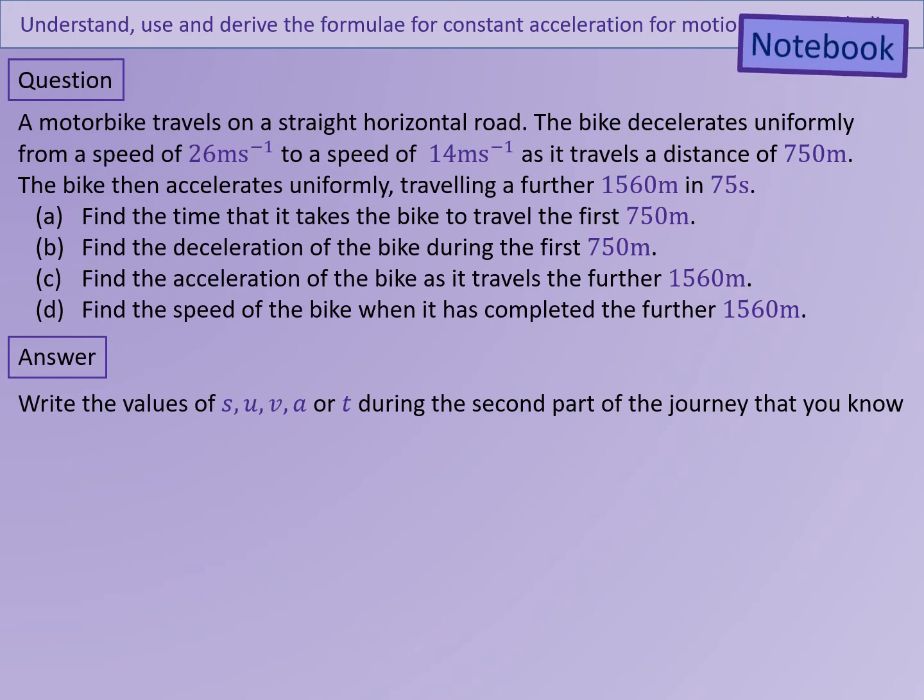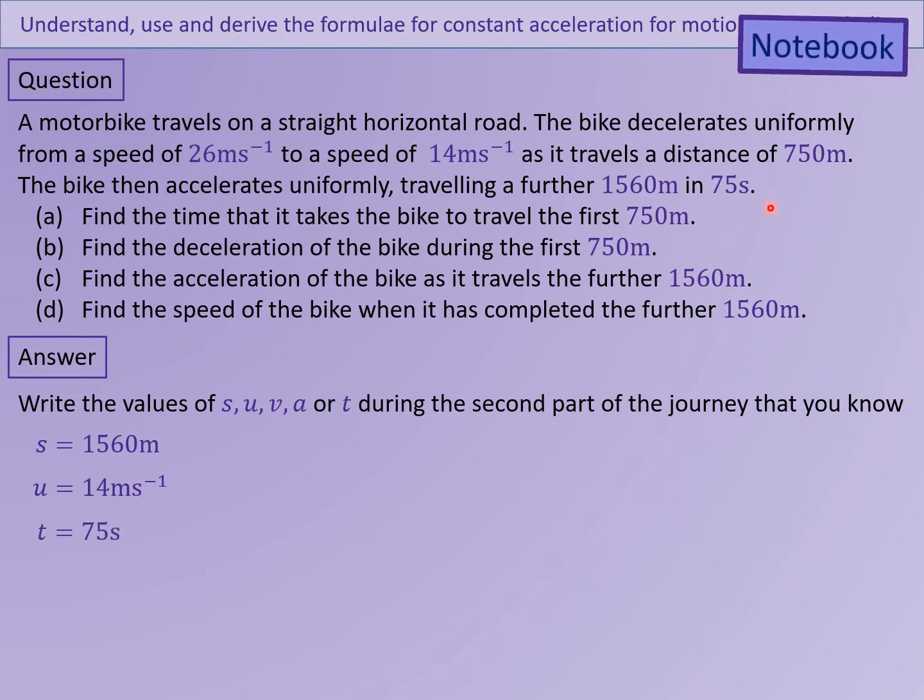Now for part C, we're trying to find the acceleration of the bike as it travels a further 1,560 metres. Now be careful, in this second part of the journey, some of the variables have changed. The distance travelled in the second part of the journey is S equals 1,560, and the initial velocity is now 14. That is because the final velocity at the end of the first section is the initial velocity at the beginning of the second section.